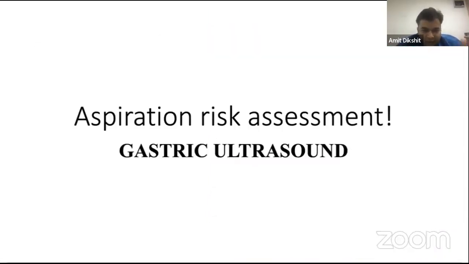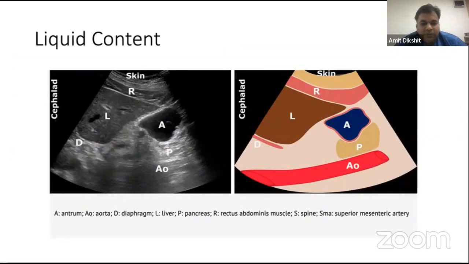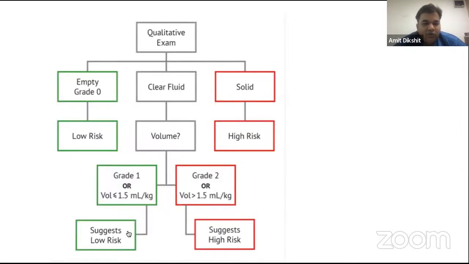I would just like to highlight one important point, that airway examination is not complete unless we look at the gastric ultrasound. Though this is not my topic to cover today, aspiration risk, unless we rule it out, is like a lower airway assessment. So we have to see the gastric pyloric antrum. And if you are interested, you can do a focused workshop with us. We'll teach you how to identify liquid and solid content. Any volume more than 1.5 ml per kg for liquid is a risk of aspiration. Any presence of solid content is also a risk of aspiration. We have done this.